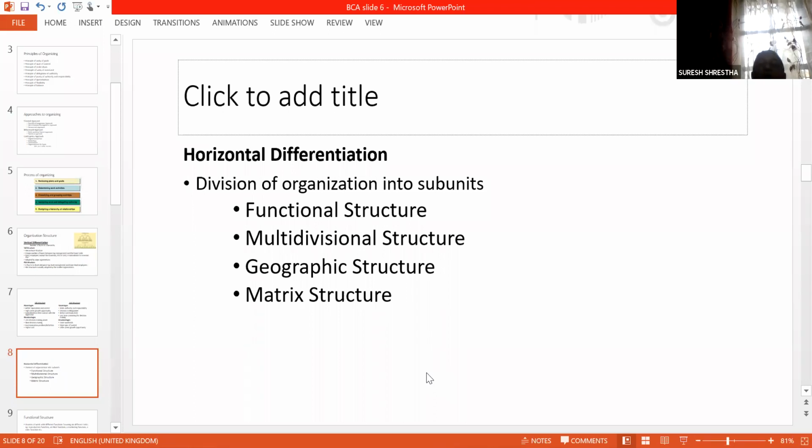त्यो भयो. अब यो horizontal differentiation को हेर्ने हो भने there are a number of ways in which you can structure your organization. One is the functional structure, another one is the multi-divisional structure, third one is the geographic structure, and the fourth is matrix structure.